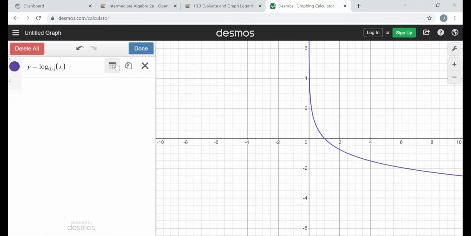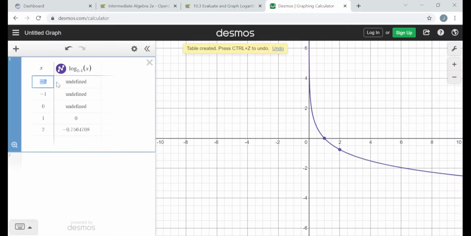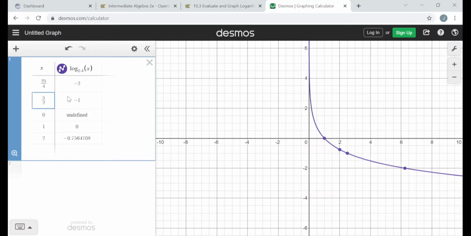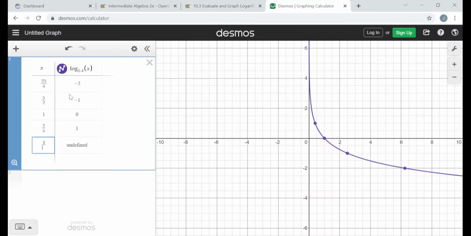Let me make a table again. So again, notice negative inputs, 0 input, undefined, not real. Let me just put in the stuff I had, 25/4, which is 6.25, that gave me -2. 5/2 gave me -1 as an output. 1 gave me 0. 2/5, 0.4 gave me 1. 4/25, or 0.16 gave me 2, right? And these are the points that I plotted on my hand drawing.